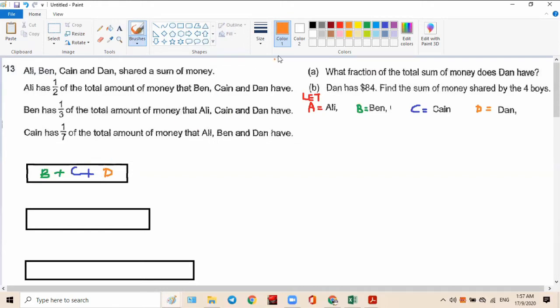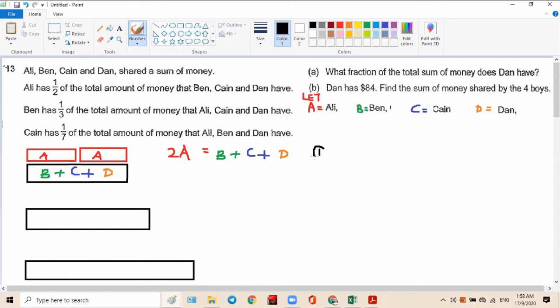And the poor Ali has only half of what Ben, Cain, and Dan has. So this is Ali, which is half of the amount. So in order to balance the equation, we need Ali to have the other half. Okay, so what can we write in this case? A balance equation would be 2A, 2 of Ali, as you can see, would be equal to this one, B plus C plus D. Okay, so maybe I shall call this statement number 1.